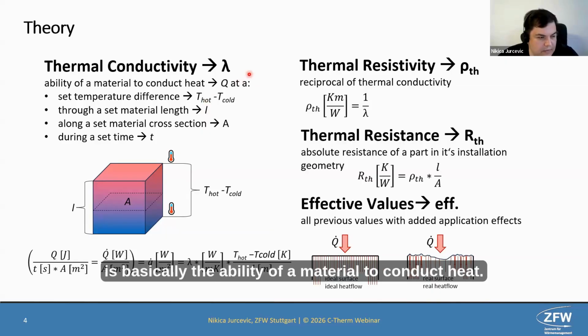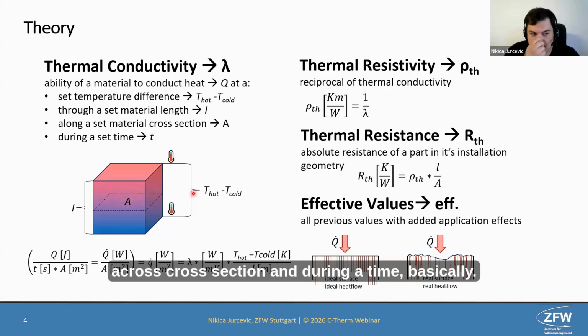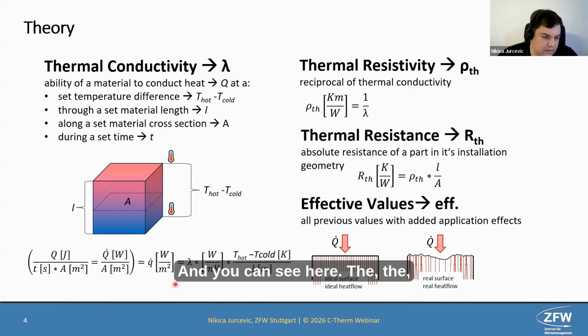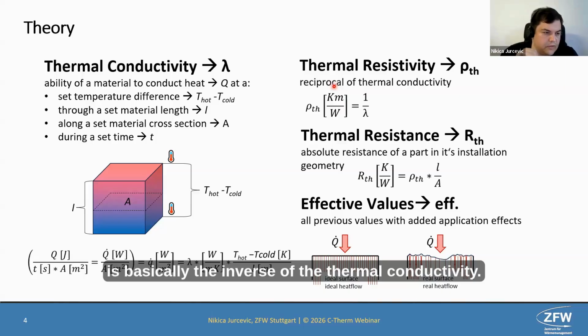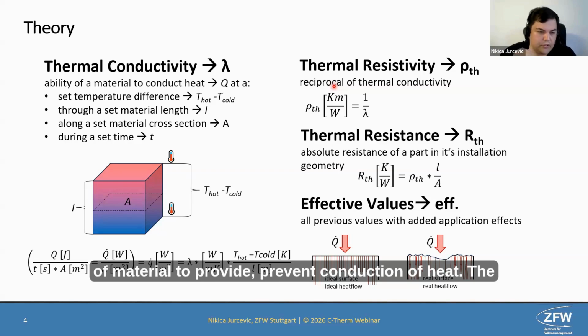So the thermal conductivity lambda is basically the ability of a material to conduct heat, and this is defined by a set temperature difference across the sample or the cube, through a set length and cross section, during a time. And you can see here the formula how you can derive it. And the thermal resistivity is basically the inverse of the thermal conductivity. So it's the ability of a material to prevent conduction of heat.